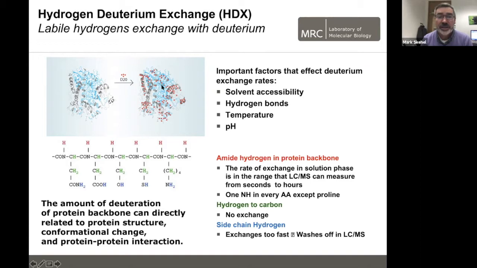So you can imagine on an unstructured region of the protein, those amide hydrogens are going to be very solvent accessible and will exchange rapidly, whereas regions of alpha helices or beta sheet secondary structure are not going to exchange so fast. There's going to be hydrogen bonding there, and the exchange will be slower. Okay.